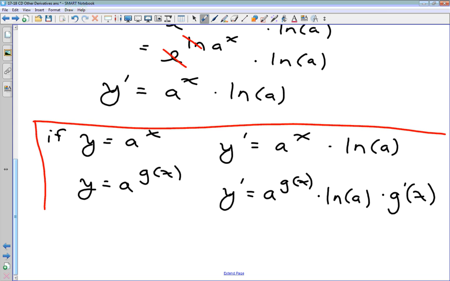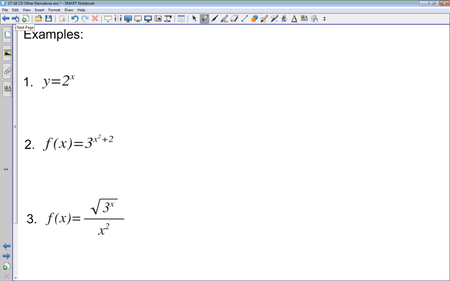So that stuff in red is the stuff that you need to be able to apply. Okay. Right? So let's take a look at a couple of examples here. First one. Y equals 2 to the power of x. Okay? This is going to be a direct application of that rule that we just wrote down.